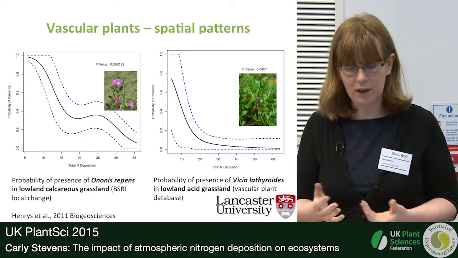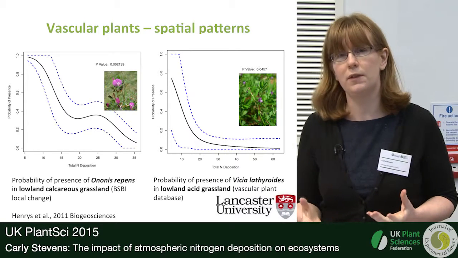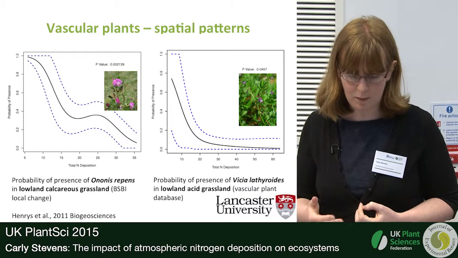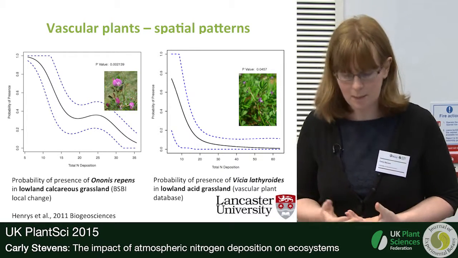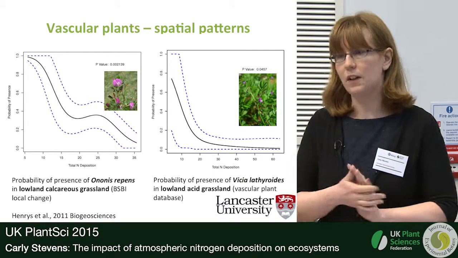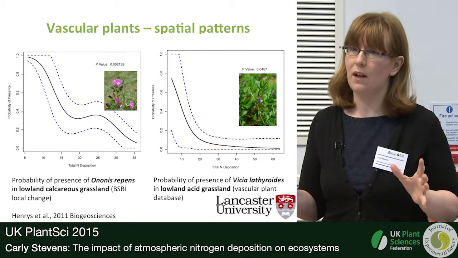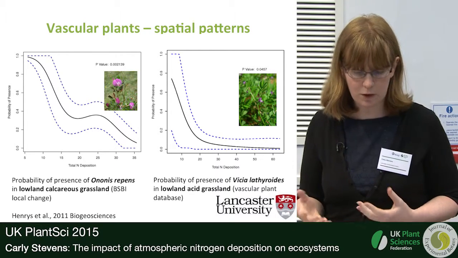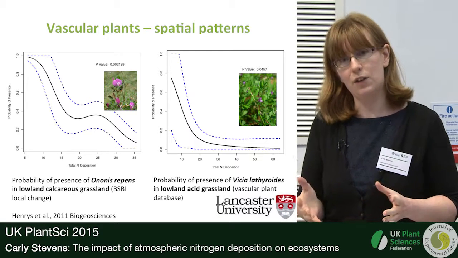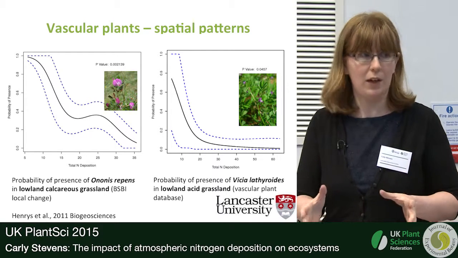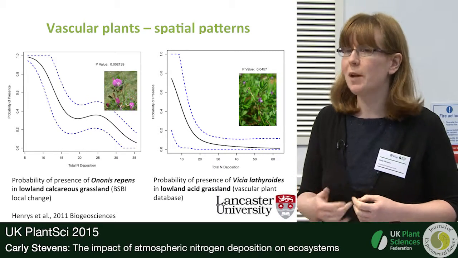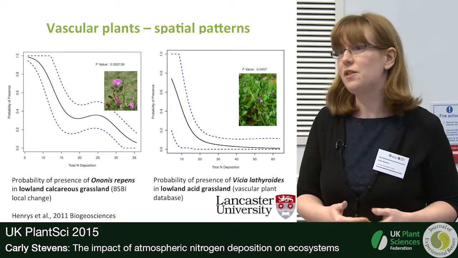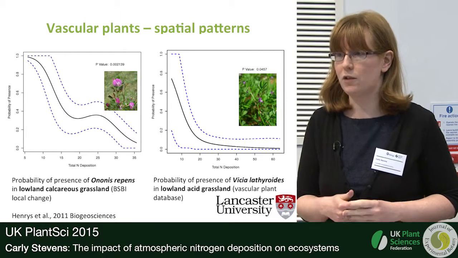But one of the larger scale studies that we've done is taking volunteer collected data. So this is data from the Vascular plant database, BSBI data, so large scale national data on the presence of individual species. And within that, we developed models to look at the probability of finding an individual species at a given location. And so we were able to look at the relationships between the probability of finding a plant and its total levels of total nitrogen deposition across the country.